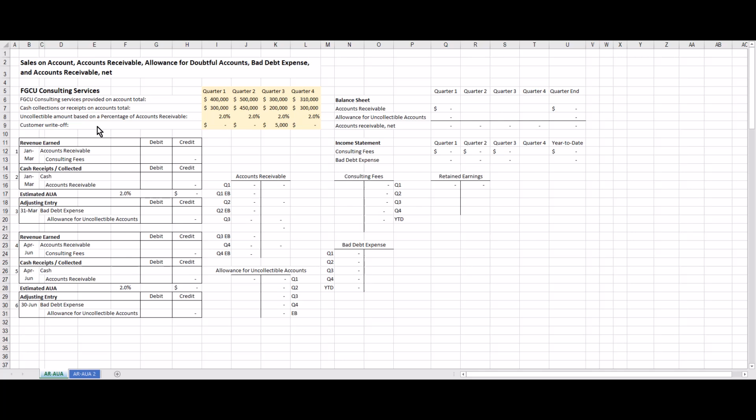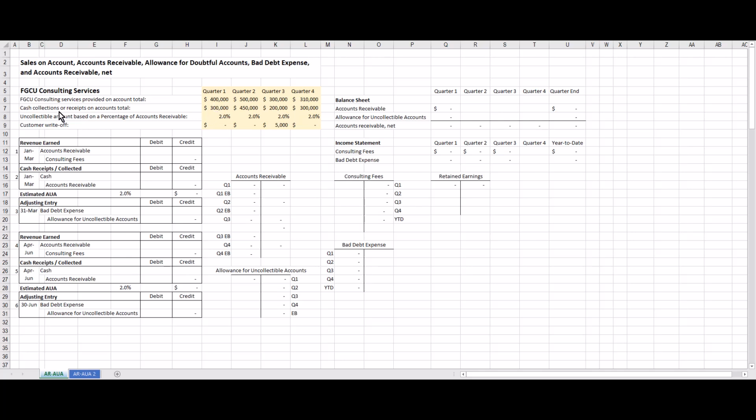We record adjusting entries each quarter before preparing our quarterly financial statements. We operate on a calendar year basis. For the months of January, February, and March, we reported revenue of $400,000. During those months, we collected $300,000 from our customers.